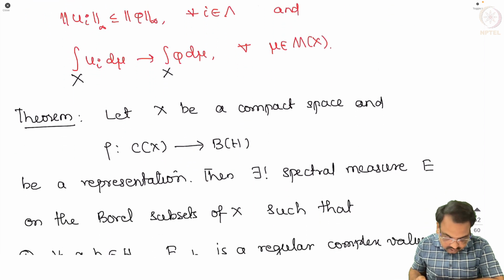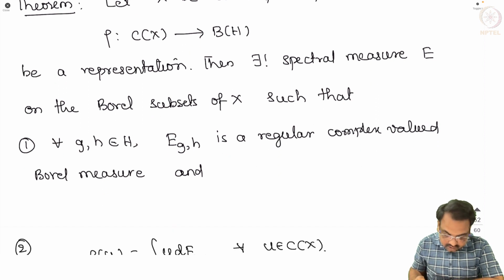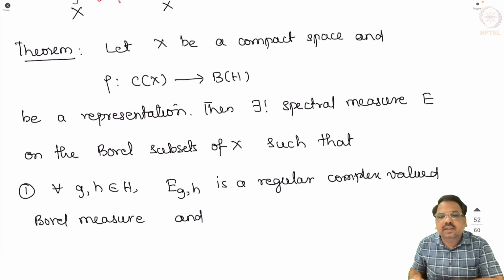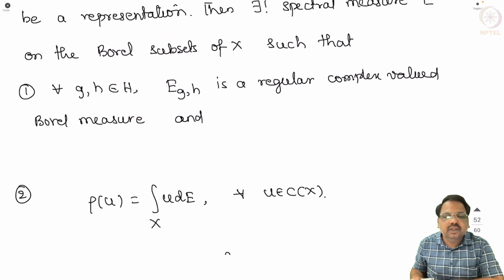So using this result, we want to prove our main theorem. If X is a compact space and rho is a map from C(X) into B(H) which is a representation, then there exists a unique spectral measure E defined on the Borel subsets of X, such that for every g, h in H, E_{g,h} is a regular complex valued Borel measure, and not only that, rho of u is nothing but the integral over X of u dE for every u in C(X).